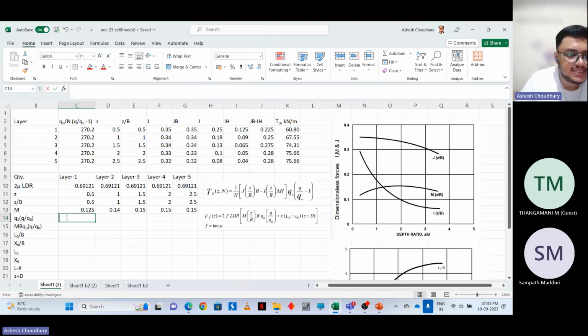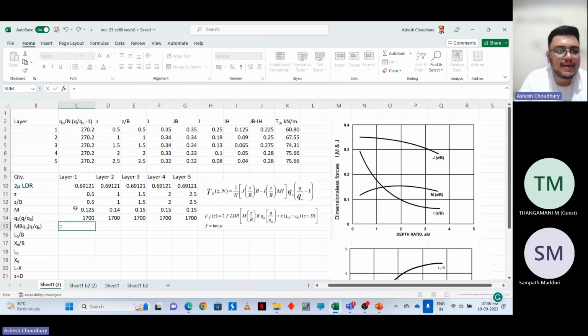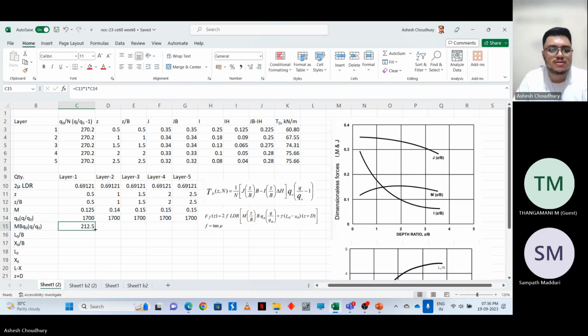Fine. Next is Q by Q. So Q by Q into Q by Q naught. So Q naught will cancel. It's nothing but ultimately Q only. So what is Q? 1700. Now we multiply this M times B. What is B? 1. Right. So we got this first term.